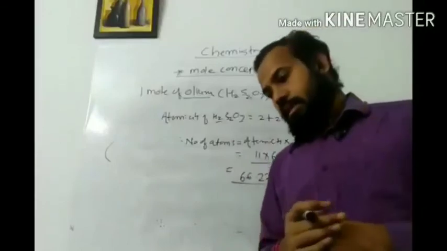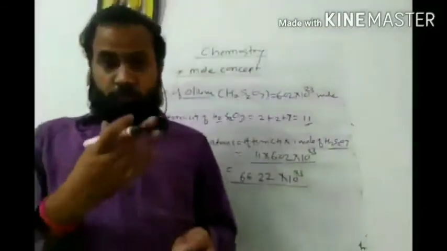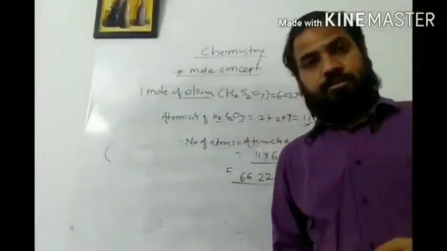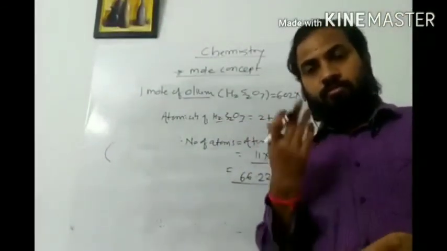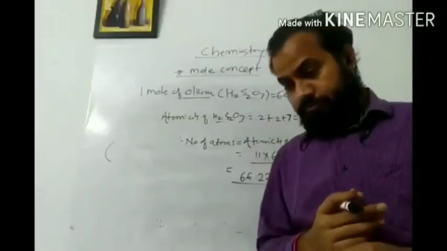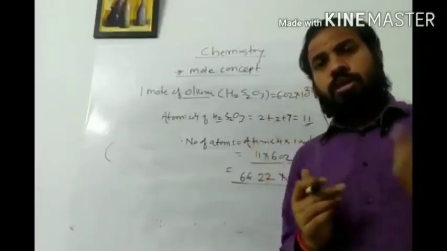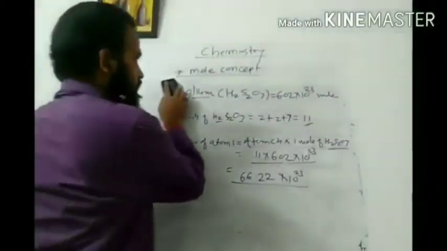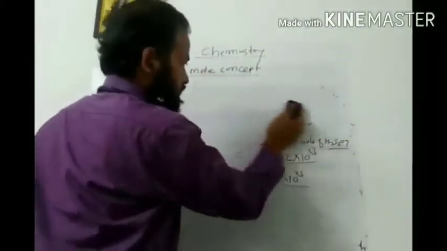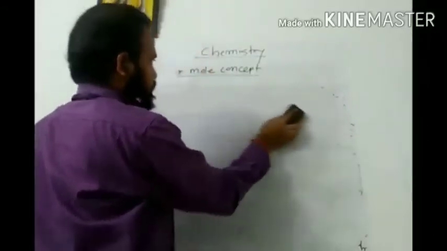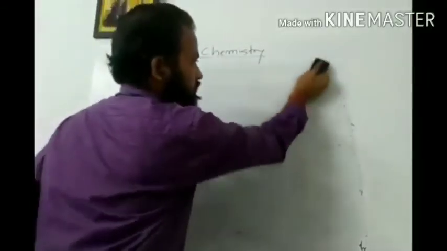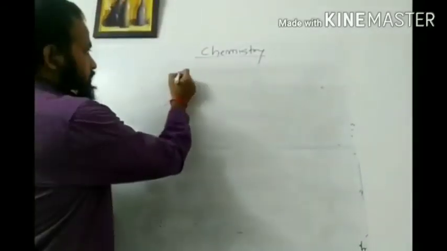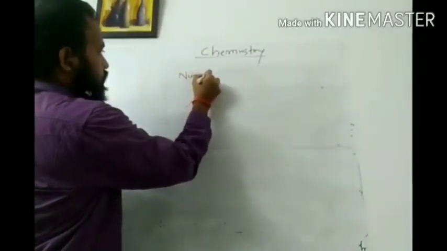In the second case we use the number of particles. If the number of particles is given, I have to use the second case. And in the third case, if the volume of that substance is given, I will use the third case. Okay, so we are going to discuss these 3 cases. Now this is very easy, you just have to go through it once, so it will be easier for you all. So I am discussing the number of moles.